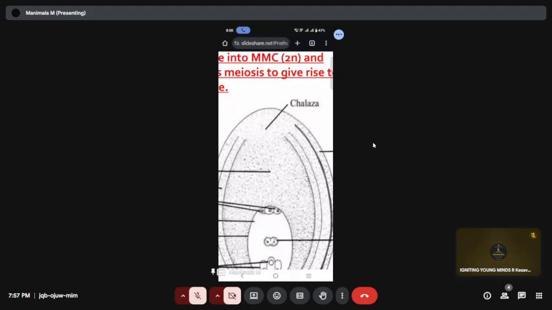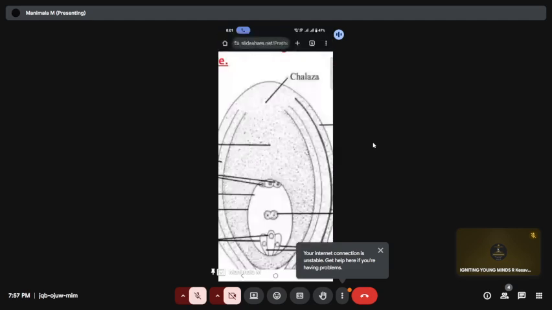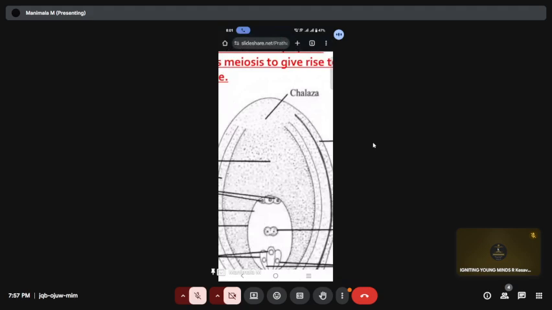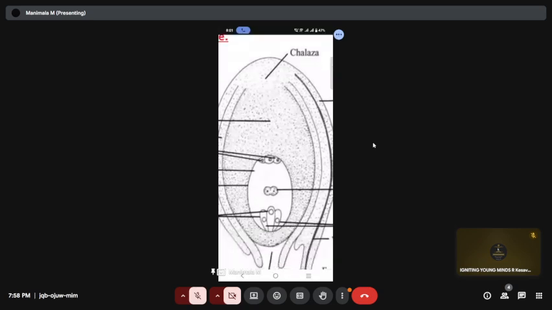And for an inverted ovule, normally when we take a cross section, you could see the normal position. But if the position is changed when we take a cross section, the condition will be changed. Normally, when we observe, we could see all the structures.